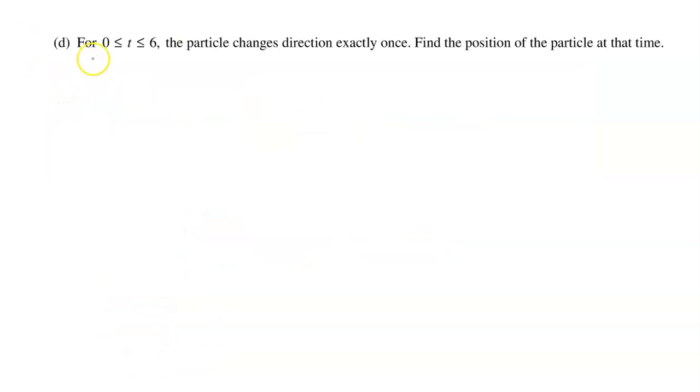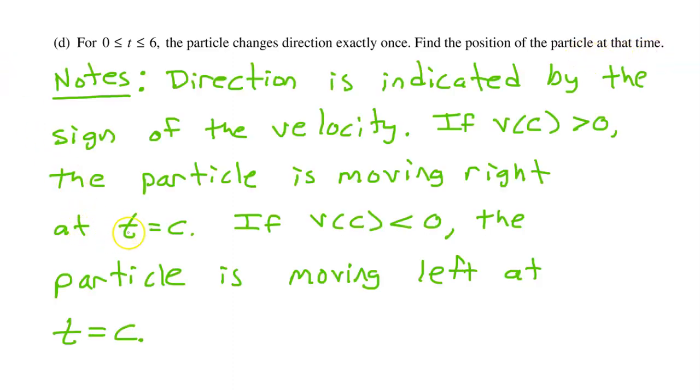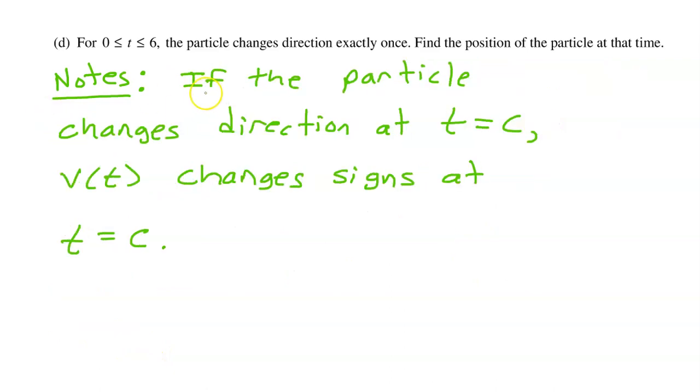Part D. For the time interval from 0 to 6, the particle changes direction exactly once. Find the position of the particle at that time. Here are some notes that you need to understand this problem. Direction is indicated by the sign of the velocity. If v at c is positive, the particle is moving to the right at t equals c. If v at c is negative, the particle is moving to the left at t equals c. Therefore, if the particle changes direction at t equals c, that means the velocity changes signs at t equals c.